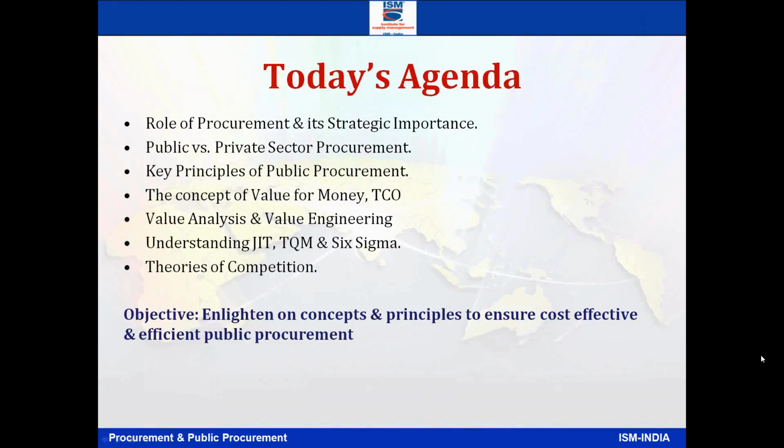So during the engineering stage, during the design stage, how do we build the value into the system? Understanding JIT, just in time, total quality management, and Six Sigma. Then there are theories of competition, which is game theory, which is very popular. Broadly, what we are trying to do is enlighten on the concepts and principles to ensure cost-effective and efficient public procurement. So the two words again you have to keep in mind: effective and efficient.